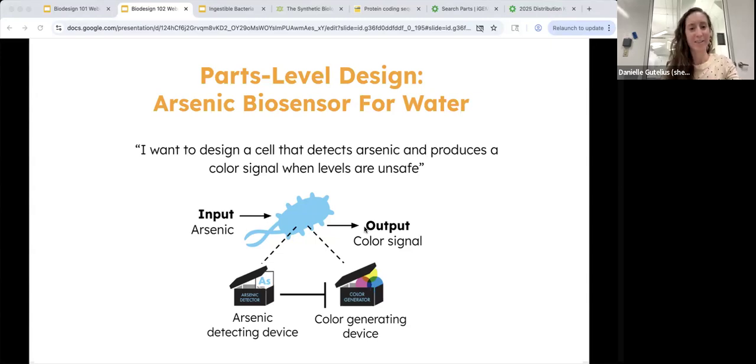Our output is going to be a color signal. We haven't defined it beyond that yet. We're planning on 2 devices at this stage, one that will detect arsenic, but will also serve as a repressor for the color generating device unless our input is present.